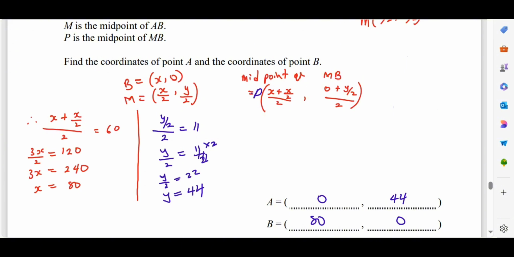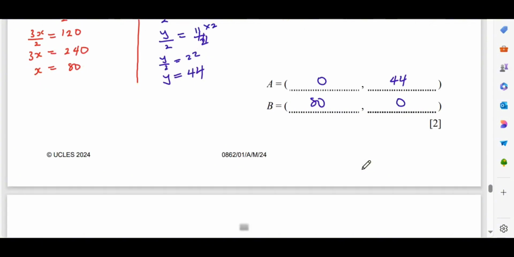Find M. M is the midpoint between A and B. So this is A, and this is our M. Between M and P, which is our P now, our P is going to give us 40 plus 80, 120 divided by 2, that's 60, and 22 plus 0 is 22, divided by 2 is 11. Okay, so that's how to check that your answer is correct. All right, so let's move to the next question we have.